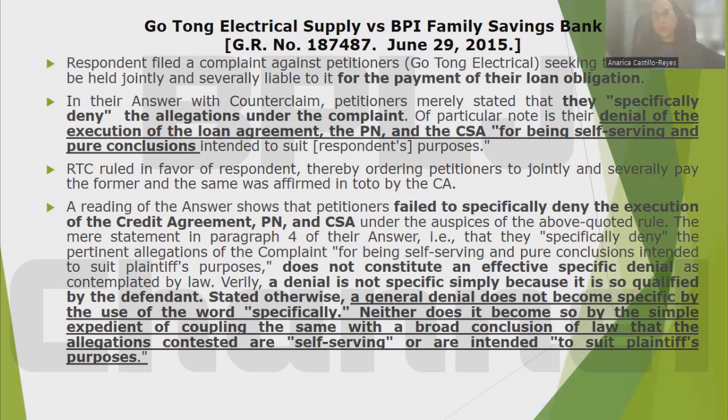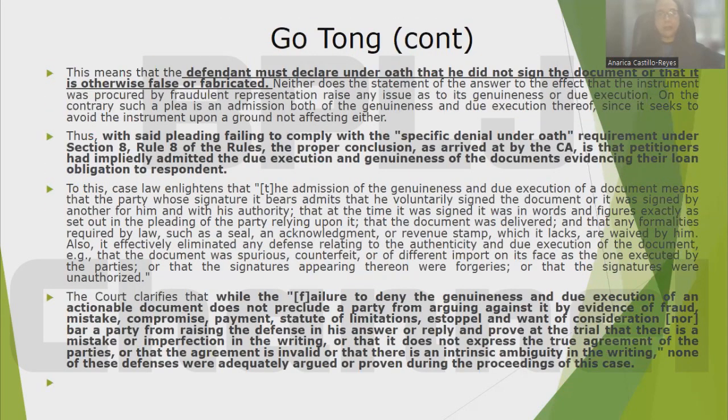To constitute specific denial, there must be a denial, and then you must set forth or state what you claim to be the facts. Okay? Inserting the word specifically, self-serving, to suit the plaintiff's purposes, would not convert the denial to a specific one. Okay, the defendant must declare under oath that he did not sign the document or that it is otherwise false or fabricated. With the said pleading failing to comply with the specific denial under oath requirement, the proper conclusion is that the petitioners had impliedly admitted the due execution and genuineness of the documents.